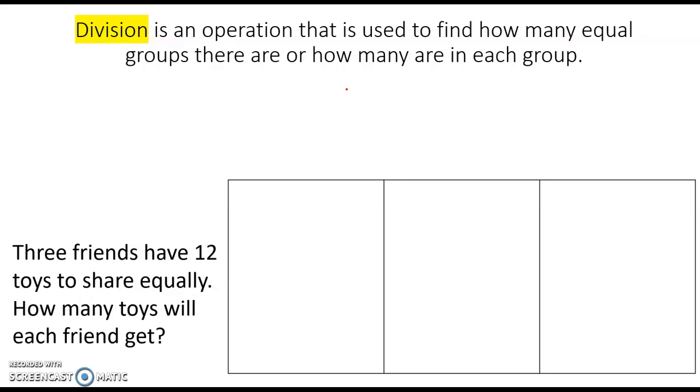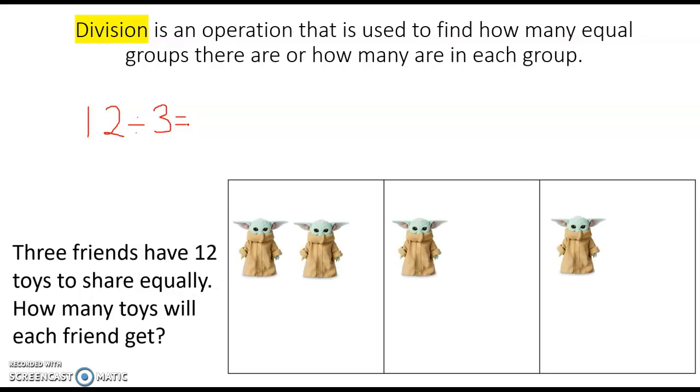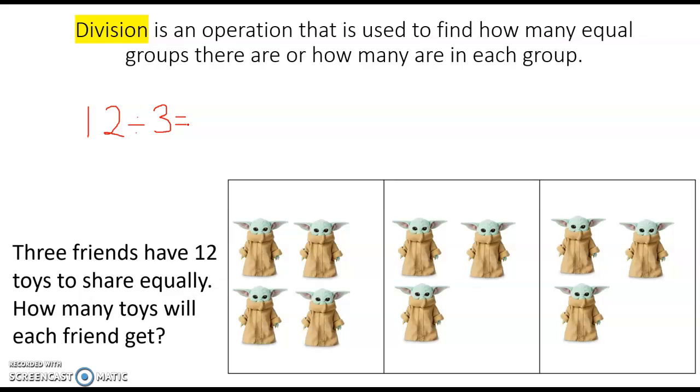So in your last division lesson, we divided 12 toys among 3 friends. So we did 12 divided by 3. So what we did was we made 3 equal groups. There were 4 in each group, so 12 divided by 3 was 4. Let's look at another way to divide.